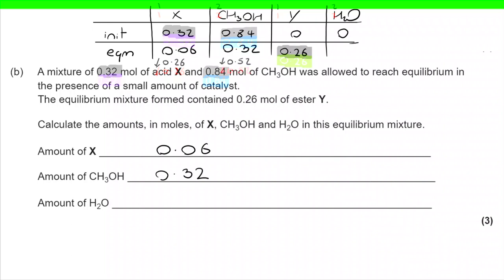If I move on to the CH3OH, 2 moles of methanol make 1 mole of Y. So I would need 0.52 moles of methanol to make 0.26 moles of Y. So I go down by 0.52, giving me 0.32 moles. And for the final one, I'm going to compare methanol to water, because that's a 2 to 2, therefore a 1 to 1 ratio. 0.52 moles of methanol will make 0.52 moles of water. I've got my third mark.